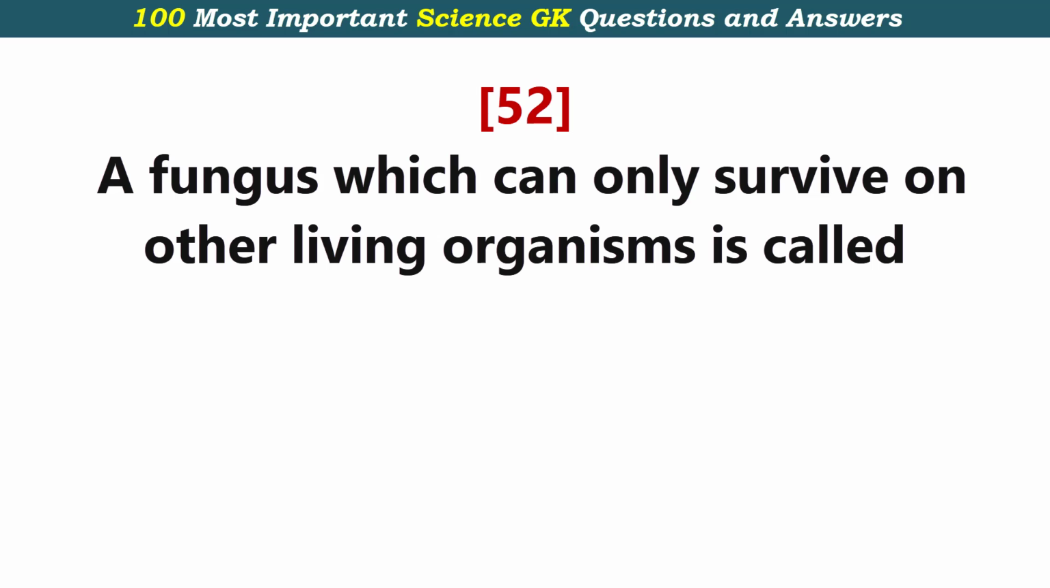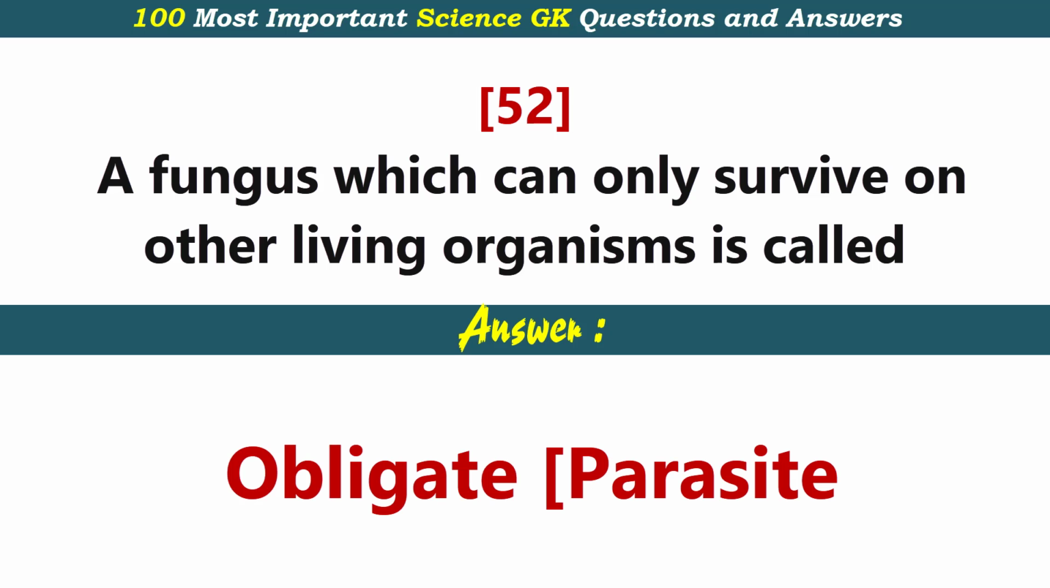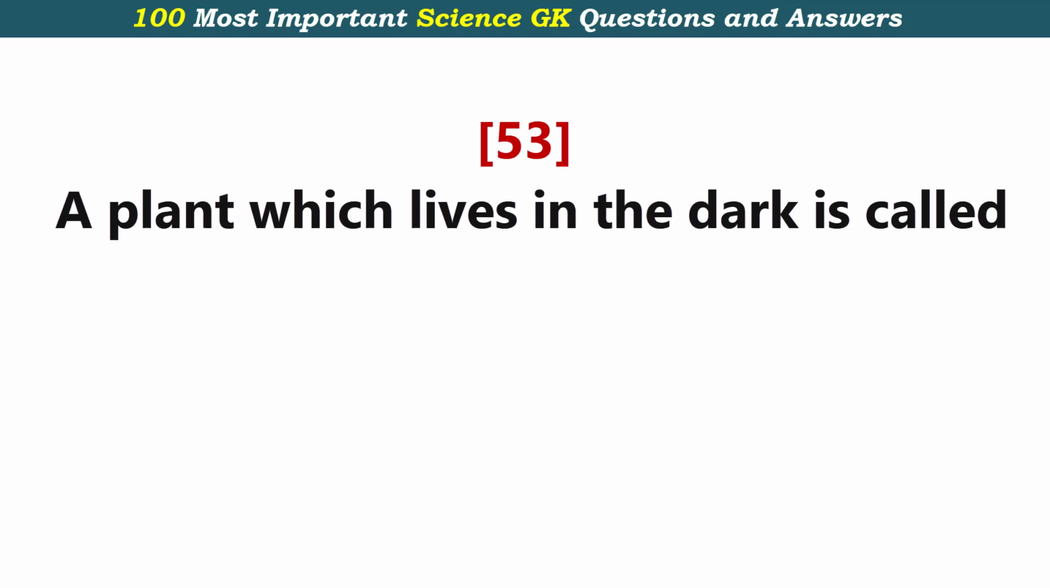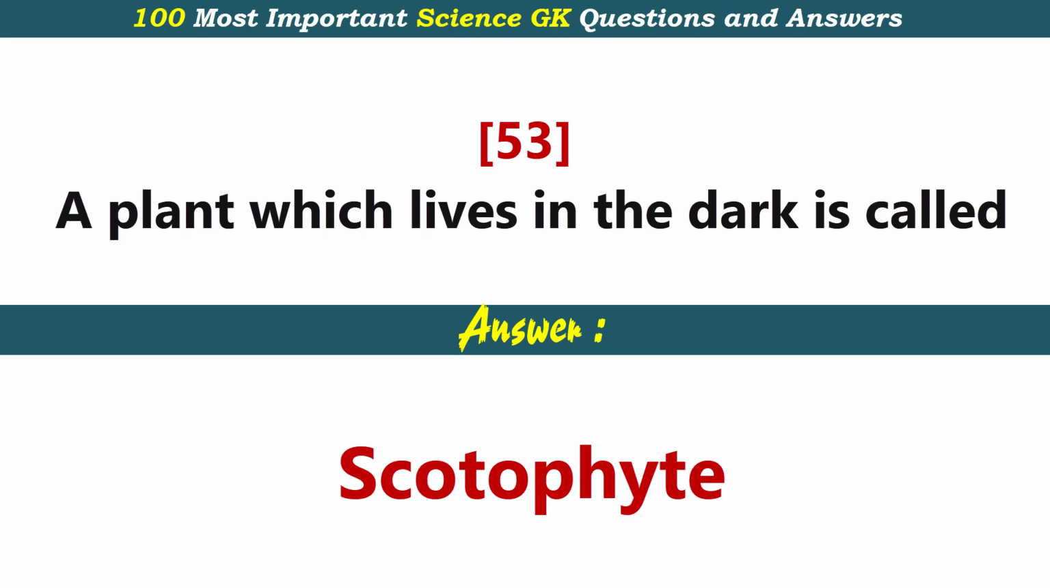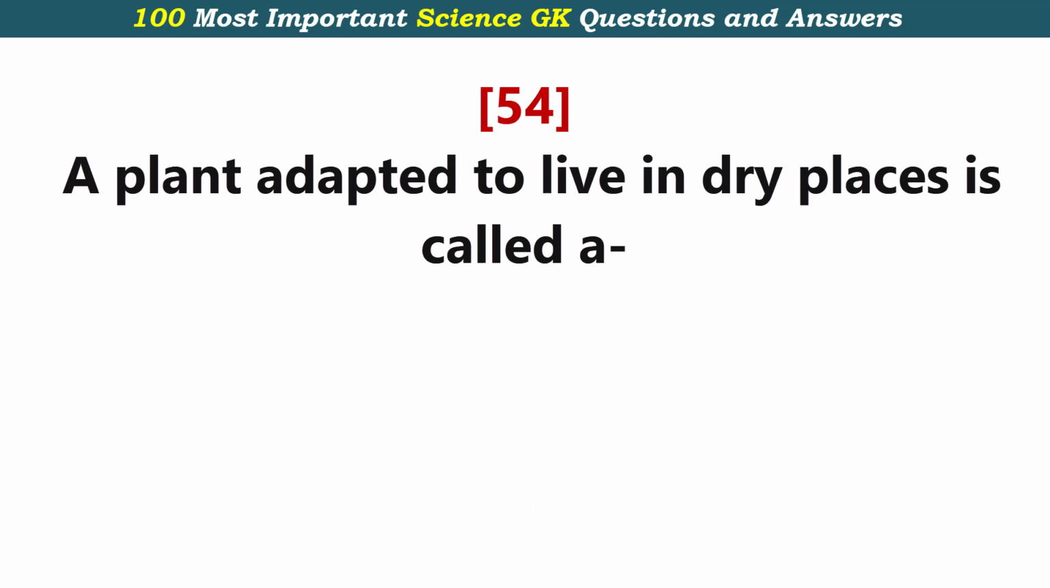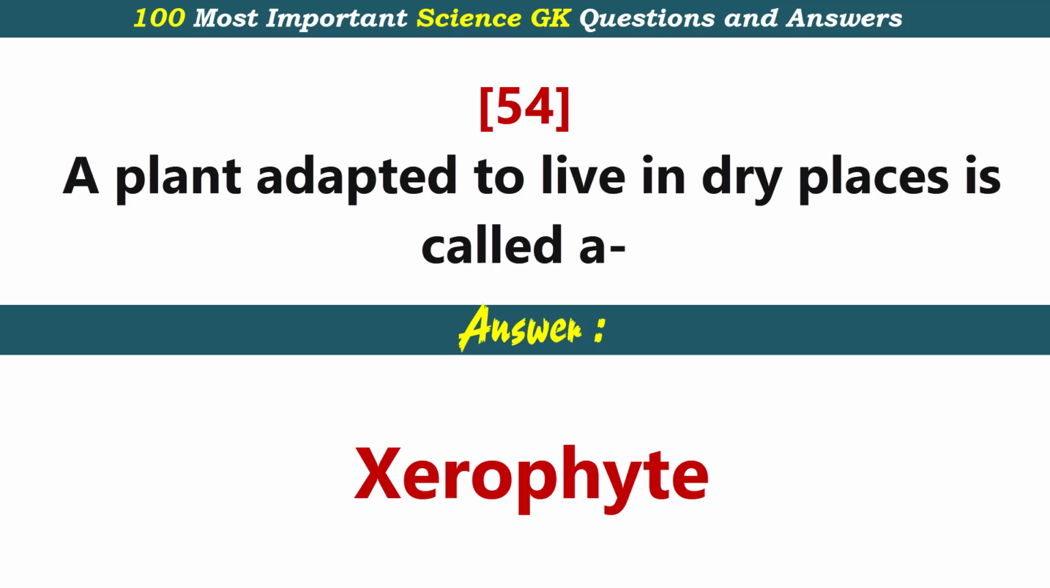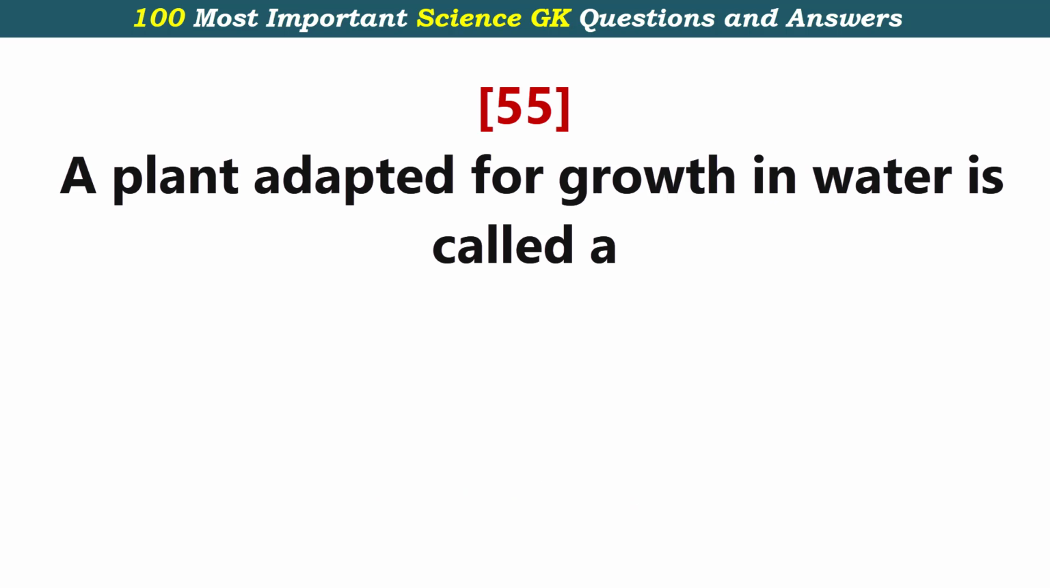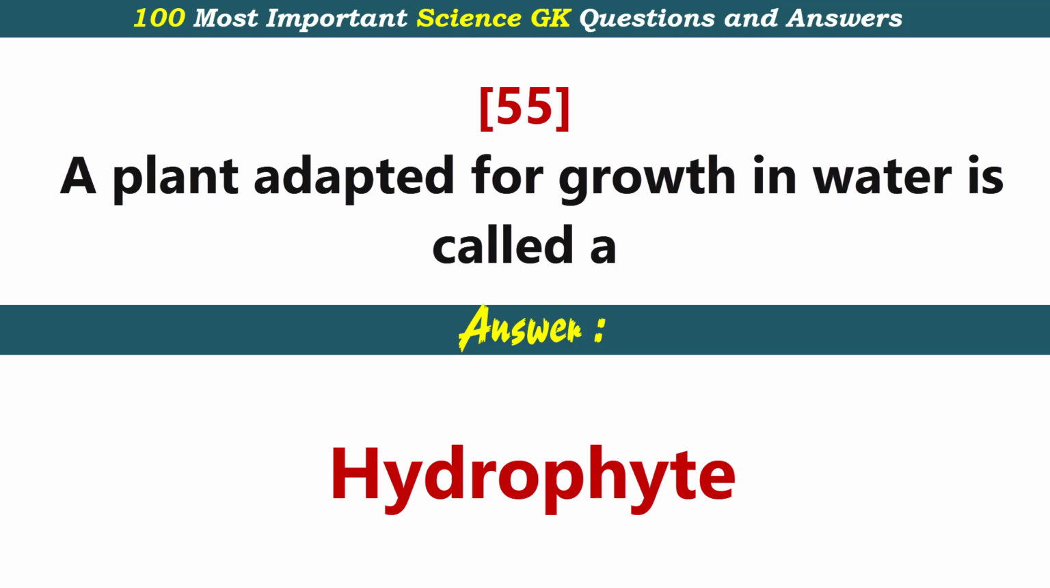A fungus which can only survive on other living organisms is called? Answer: Obligate parasite. A plant which lives in the dark is called? Answer: Scotophyte. A plant adapted to live in dry places is called a? Answer: Xerophyte. A plant adapted for growth in water is called a? Answer: Hydrophyte.